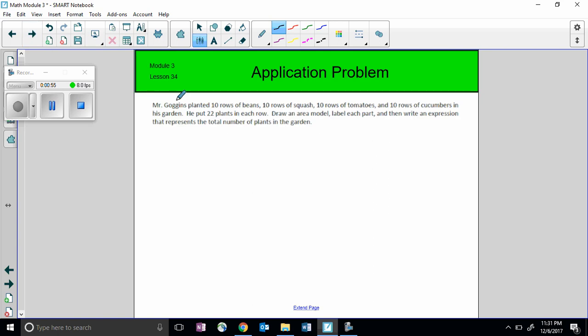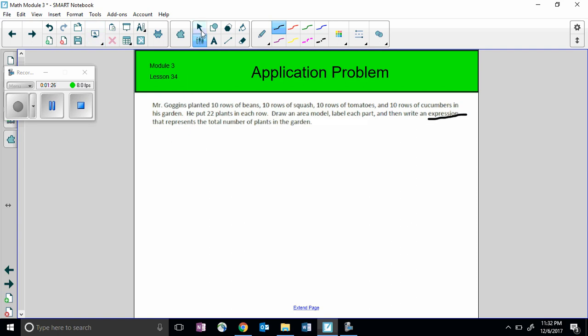Next one. Mr. Goggins planted 10 rows of beans, 10 rows of squash, 10 rows of tomatoes, and 10 rows of cucumber in his garden. He planted 22 plants in each row. Draw an area model and label each part, and then write an expression that represents the total number of plants in the garden. So an expression is just what we would call a multiplication sentence, or writing out the problem.